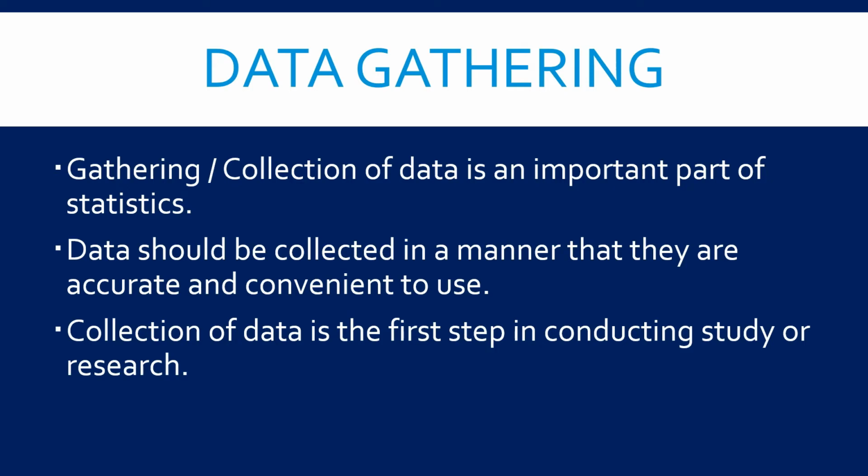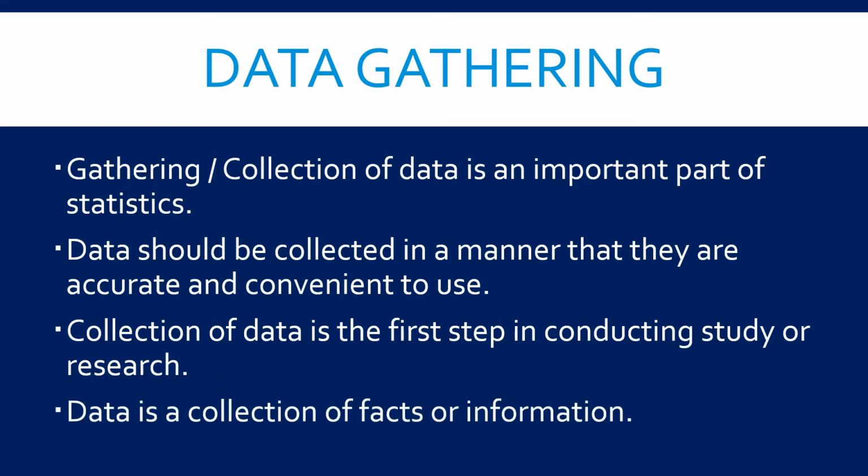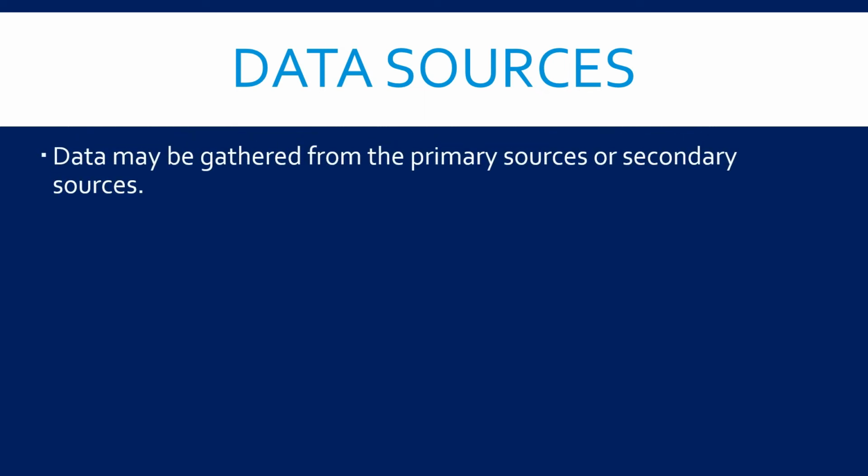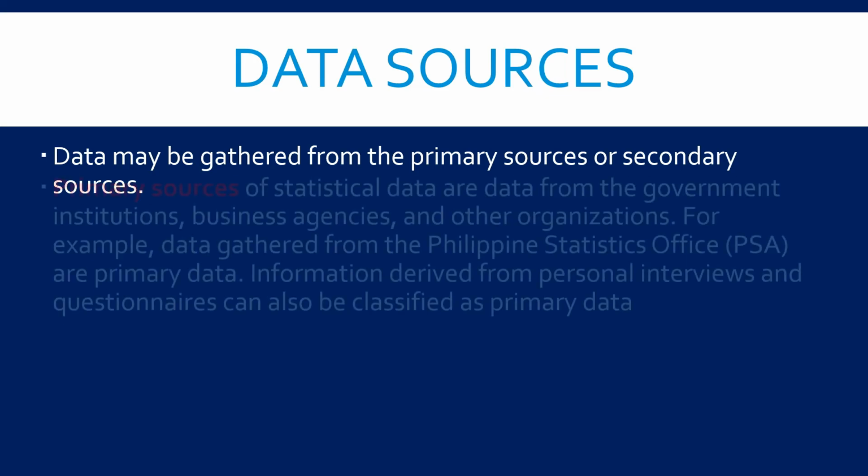And collection of data is the first step in conducting a study or research because you could not make analysis, you could not make interpretations without the data. And data is important because it is the collection of facts or information. Data sources are very important because this would tell us if the data are genuine or fake. Data sources may be gathered from primary sources or secondary sources.